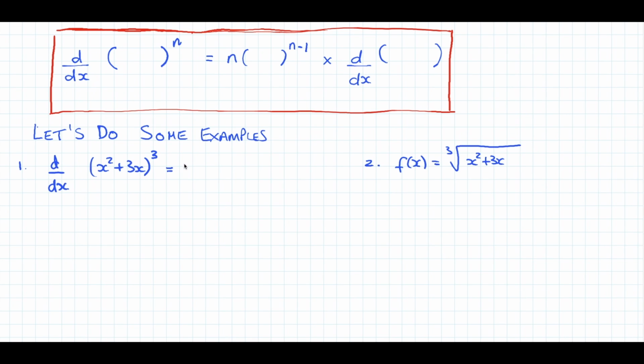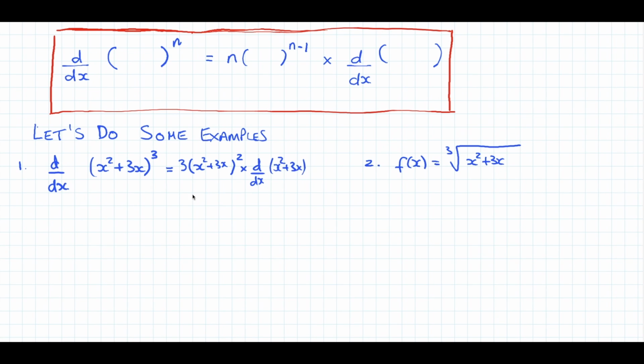Differentiating (x² + 3x)^3, we would multiply by the power and reduce the power by 1. So 3 times whatever we have inside the bracket to the power of 2, and what we have inside the bracket is x² + 3x. Now we're going to turn our attention to differentiating what we have inside the bracket, and that is x² + 3x.